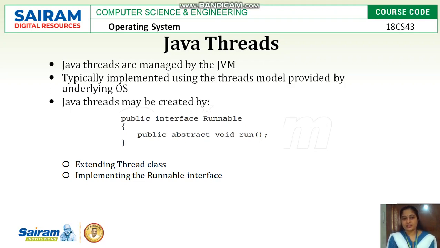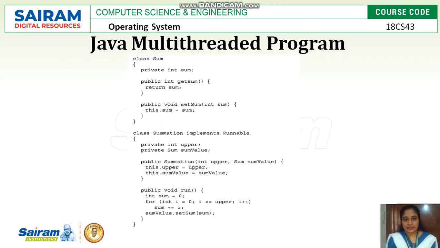Extending thread classes is done with this function, and the implementation is like this. We have a class Sum, with int sum, public int getSum, return sum. This is the function which we use for getting the sum and returning. Public void setSum, int sum, and this.sum is equal to sum. This function is used to refer to the local variable of that class.